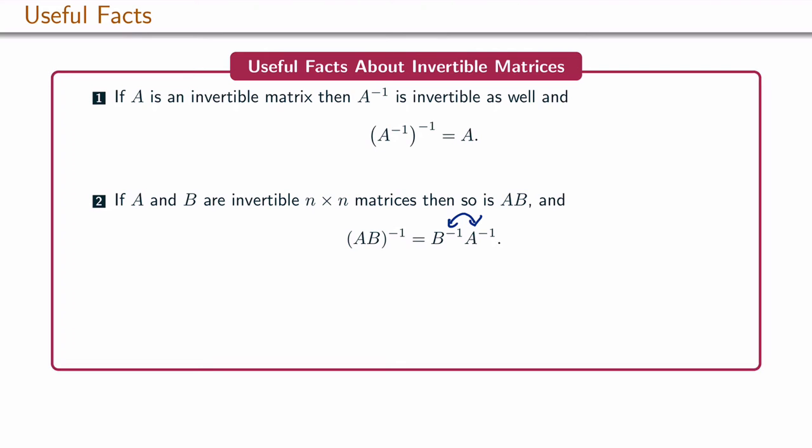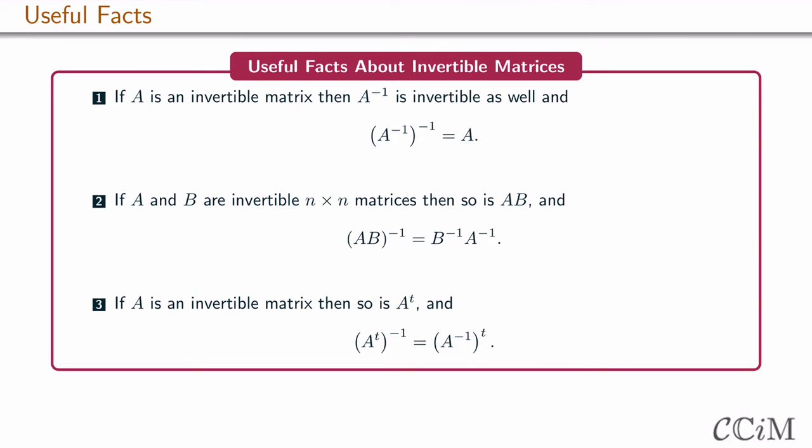This should remind you a little bit about the transpose. We had something similar happening for the transpose. When we looked at the transpose, we had the transpose of the product is the product of the 2 transposes, but in the opposite order. The same is true for matrix multiplication. That's very important to remember. Finally, if A is an invertible matrix, then the transpose is also invertible, and it doesn't matter whether you transpose first and then invert, or invert first and then transpose.